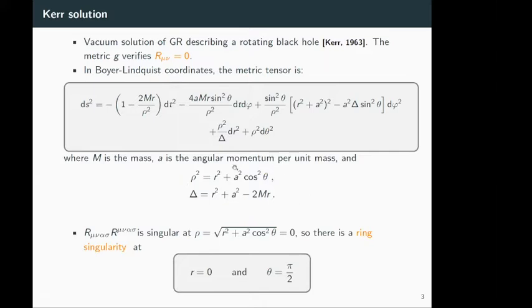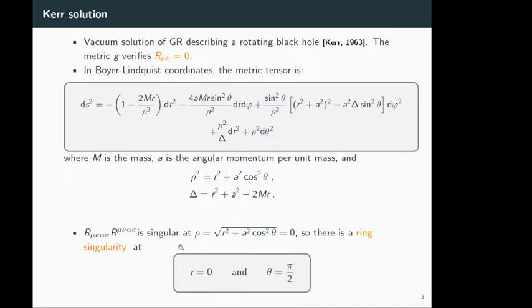And here I've introduced just some usual functions to make the notation a bit lighter. It's important to note that, like in the Schwarzschild case, you may wonder what happens when delta here goes to 0, right? In the Schwarzschild case, this is when r equals 2m. And you know that this is only a coordinate singularity in the Schwarzschild case, and it's not actually a curvature singularity. And actually, a similar thing happens for Kerr.